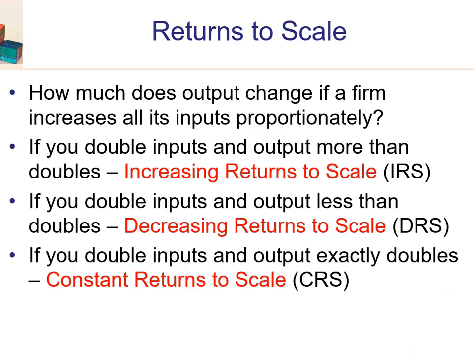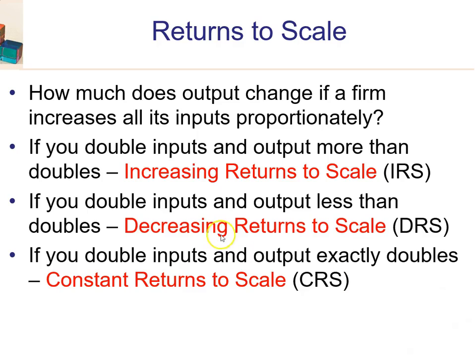So you have three different types of returns to scale you could have. You could have increasing returns to scale. This is the case where, for example, if you were to double your inputs, your output would more than double. You could have decreasing returns to scale, in which case, if you double your inputs, your output would less than double. Or the third scenario you could have, if you were to double your inputs, is your output exactly doubles. This is the case of constant returns to scale.